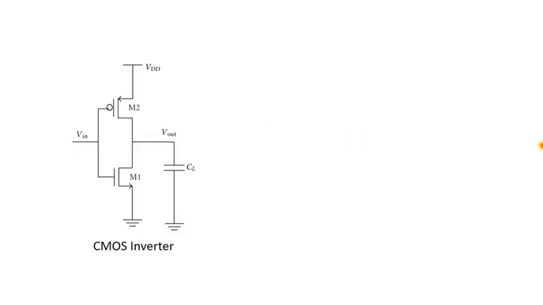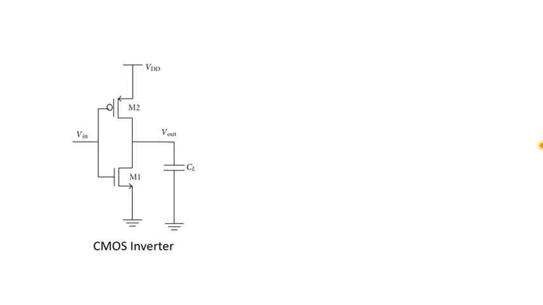Today's topic is BiCMOS logic circuits. So far we have discussed different types of NMOS logic families. For example, NMOS logic with resistive load, depletion load, enhancement load. We have also discussed different CMOS logic families. We have seen that CMOS logic families provide additional advantages compared to other NMOS logic families.